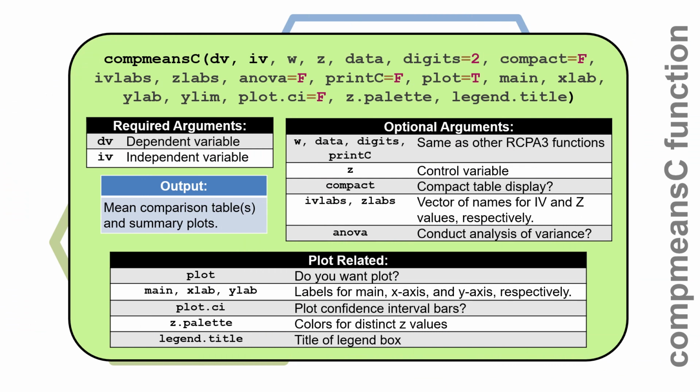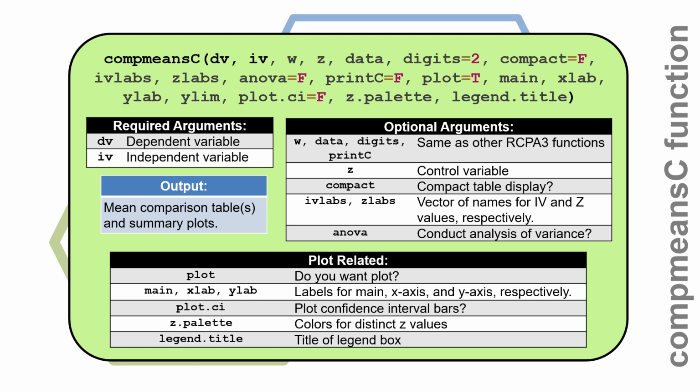The compmeansC function is one of the most powerful functions in the RCPA3 package, and we use it a lot in the book. The required arguments are fairly simple, but there are a lot of optional arguments and plot-related arguments which allow you to do a lot with the compmeansC function. In this video, I'm going to focus on the required arguments and optional arguments that you might use with a basic mean comparison. I will cover other uses of compmeansC, like making control comparisons, graphing relationships, and hypothesis testing, which come up later in the book in separate videos.